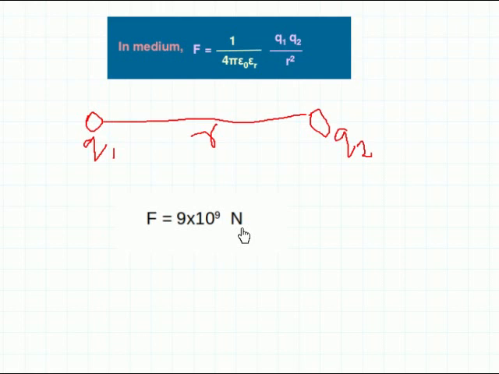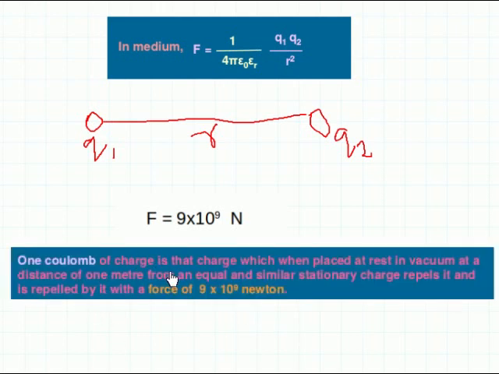So what is 1 coulomb of charge? 1 coulomb of charge is that charge which, when placed at rest in vacuum at a distance of 1 meter from an equal and similar charge, repels it with a force of 9 into 10 raised to 9 Newton. This way we can define 1 coulomb of charge.